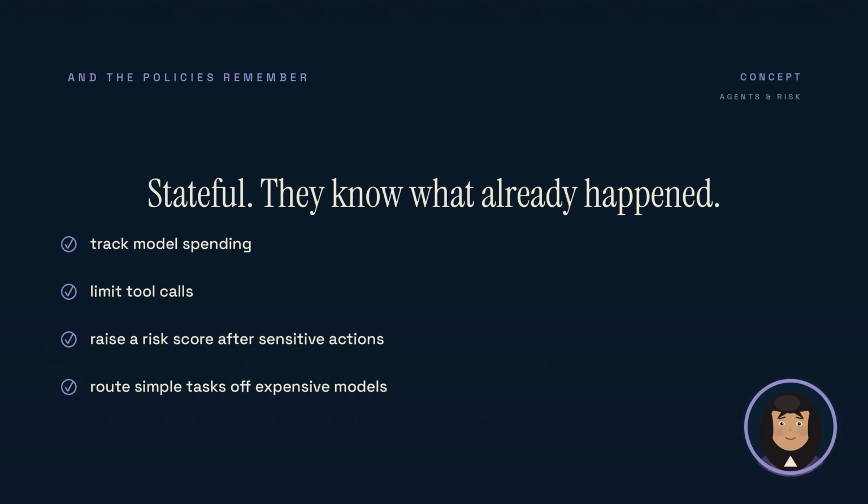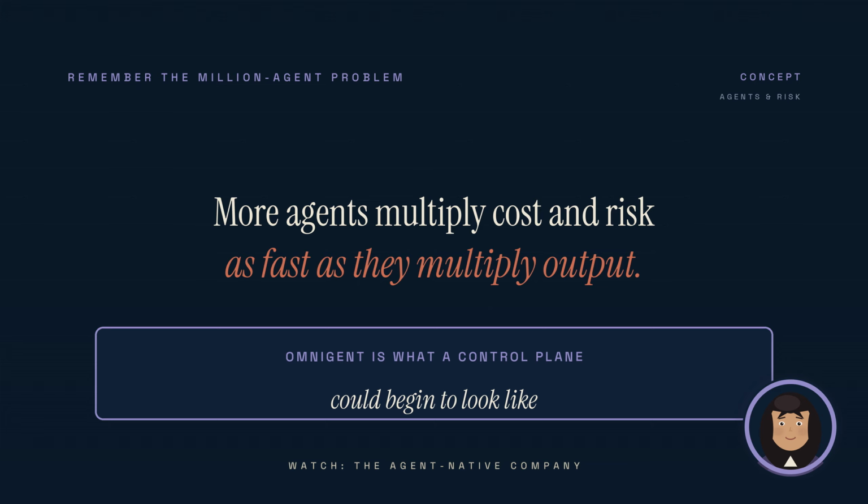In our recent video, when companies run millions of AI agents, we explained that more agents can multiply cost and risk as quickly as productivity. Databricks Omnigent shows what a practical agent control plane could begin to look like.